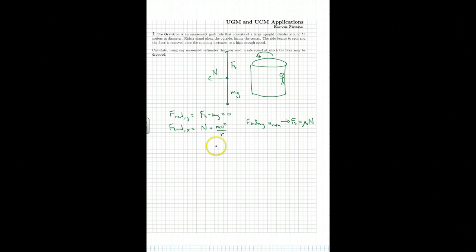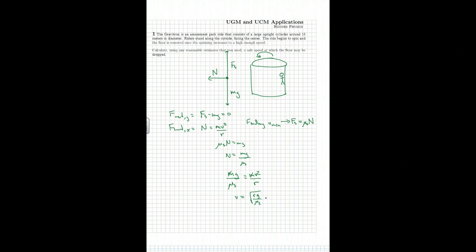So that tells me that mu sub s n is mg, n is mg over mu sub s, so mg over mu sub s equals mv squared over r. The m's cancel, so in terms of designing this ride, you don't have to worry about the mass of the person. That's a good thing. And so v is going to be root rg over mu sub s.